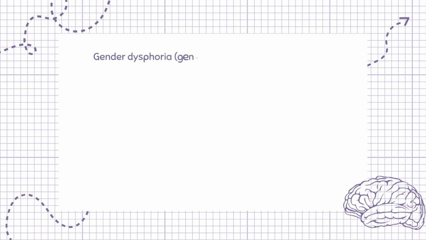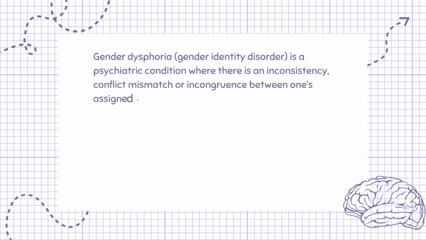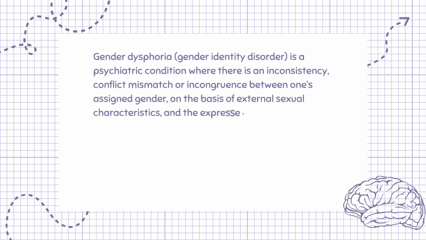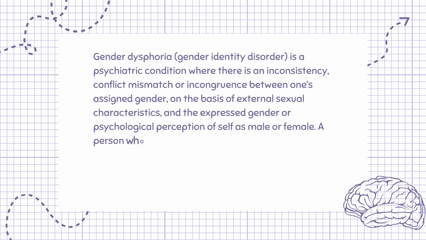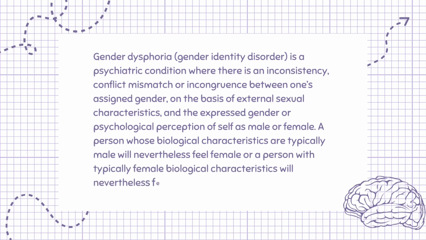Gender dysphoria, or gender identity disorder, is a psychiatric condition where there is an inconsistency, conflict, mismatch or incongruence between one's assigned gender, on the basis of external sexual characteristics, and the expressed gender or psychological perception of self as male or female. A person whose biological characteristics are typically male will nevertheless feel female, or a person with typically female biological characteristics will nevertheless feel male.